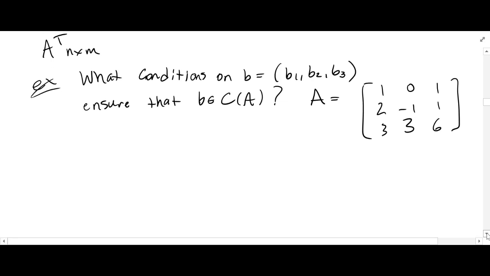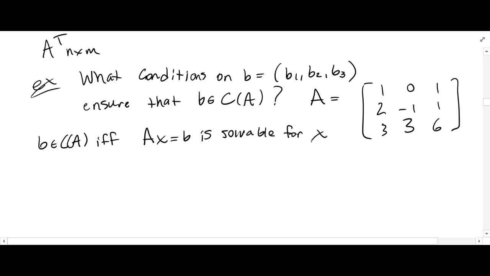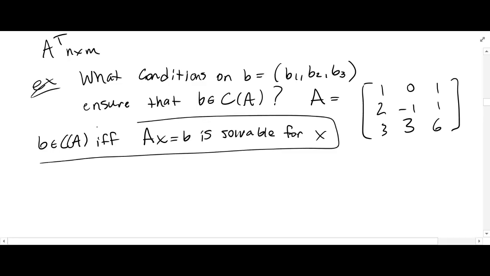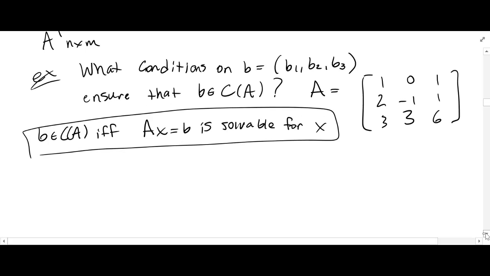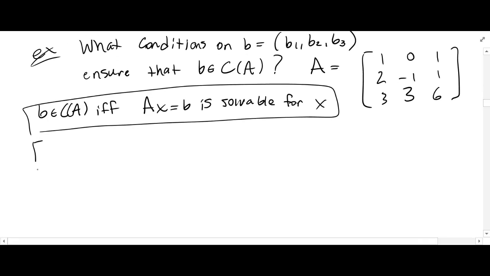So recall that B is in the column space of A if and only if AX equals B is solvable for X, because solving AX equals B is just expressing B as a linear combination of the columns of A. So we basically need to determine what conditions on B ensure that AX equals B is solvable. So we need to augment A with B, do some row operations on both sides, and see what happens.